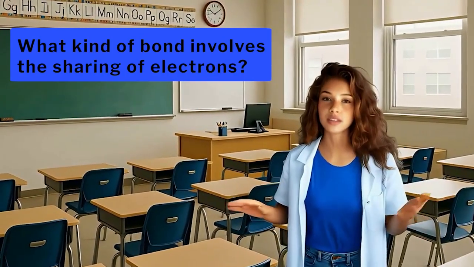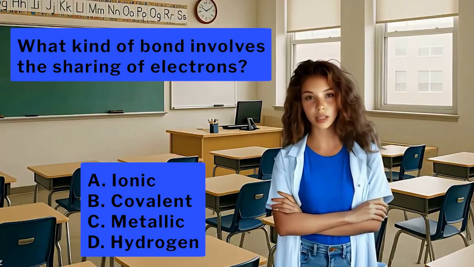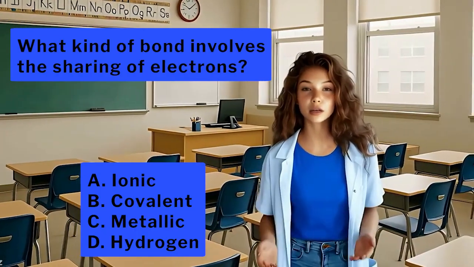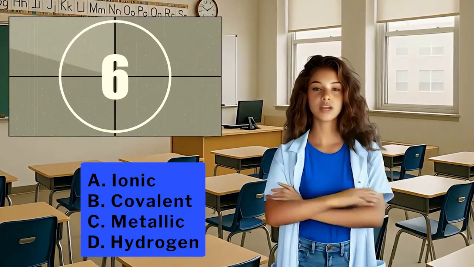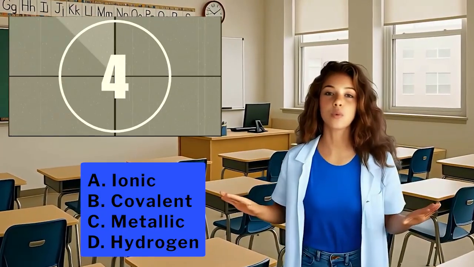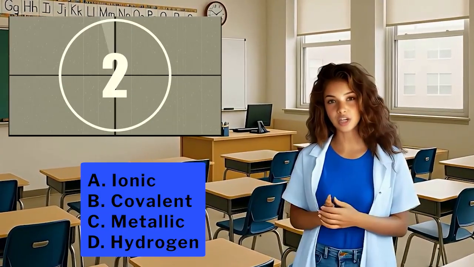Question 8. What kind of bond involves the sharing of electrons? A, ionic, B, covalent, C, metallic, or D, hydrogen. You have 6 seconds. Sharing is caring. Trivia champs aren't born. They're built one question at a time.